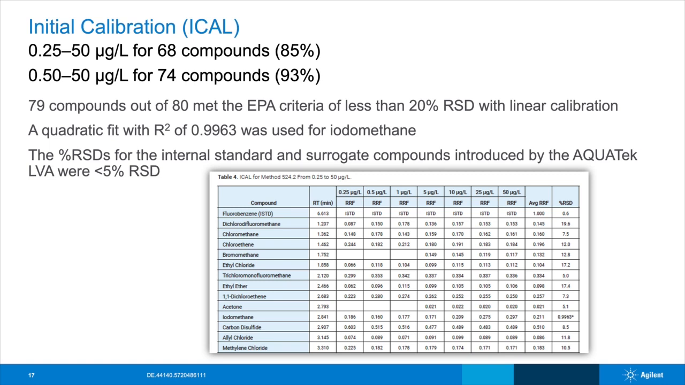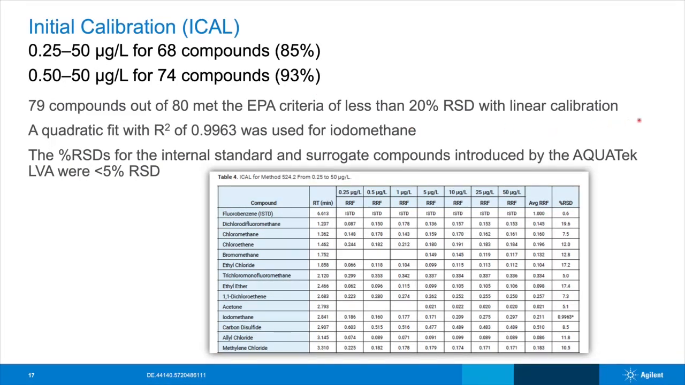All right, so let's look at our results. This is the iCal results, and from 0.25 to 50 microgram per liter for 68 of the compounds, that's 85% of them, and we went from 0.5 to 50 for 74 of the compounds, or 93%.